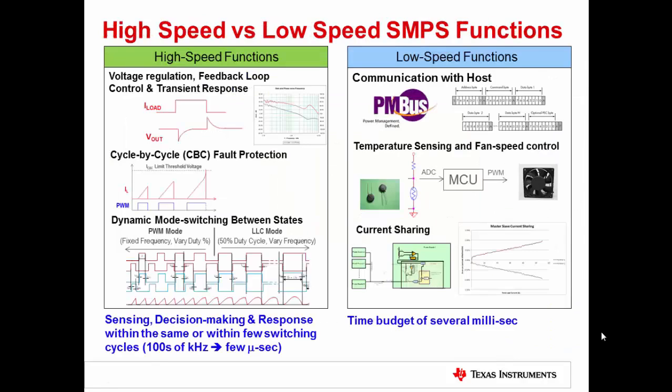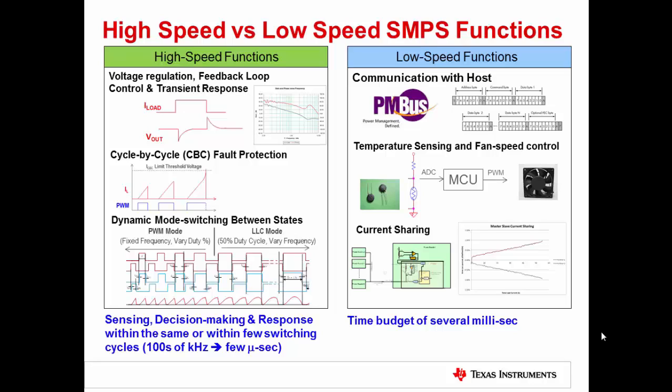The tasks described earlier can now be thought of as either high-speed or low-speed functions depending upon the time budget available for the power supply controller to execute these tasks. The high-speed functions are those which are repeated at several hundreds of kilohertz inside a modern-day power supply and hence have a time budget of just a few microseconds. Typically, this would be, for example, the voltage regulation, which involves the feedback loop control and transient response, cycle-by-cycle protections such as overcurrent protection, and dynamic switching between different states of the power supply.